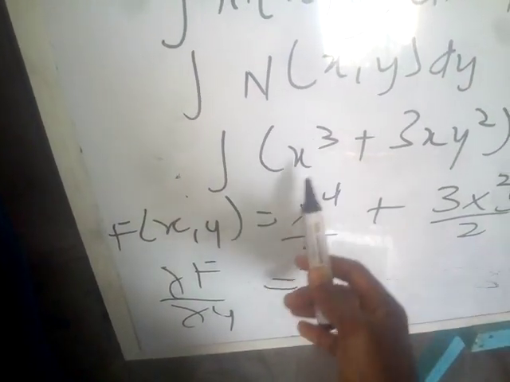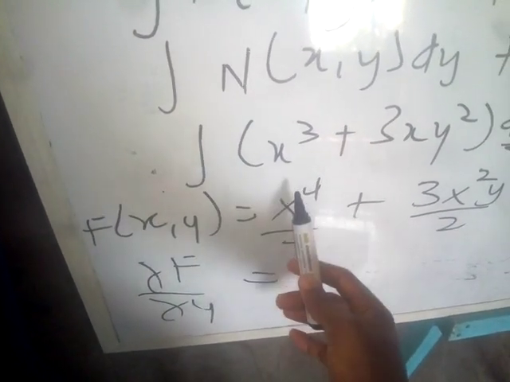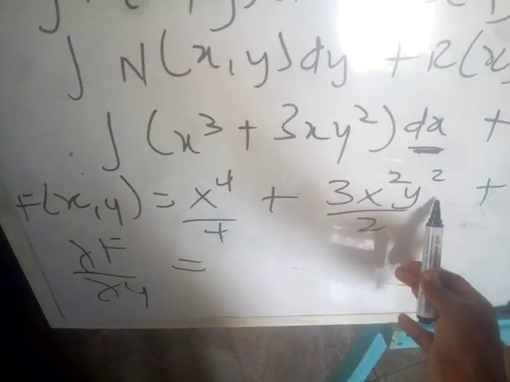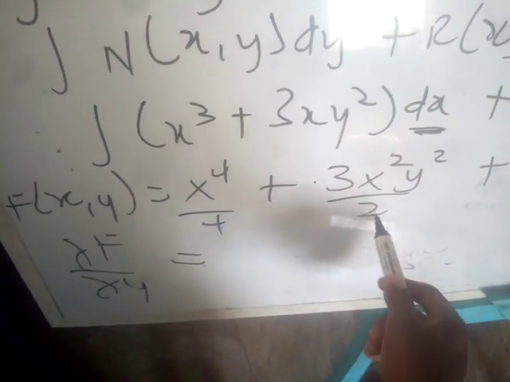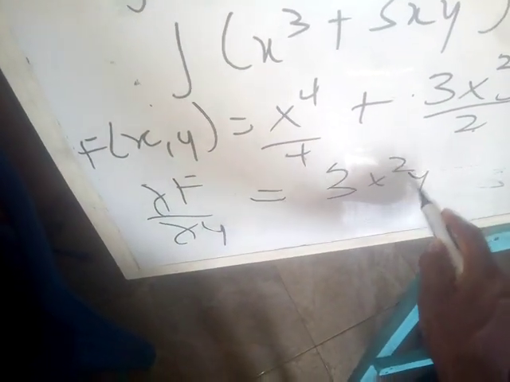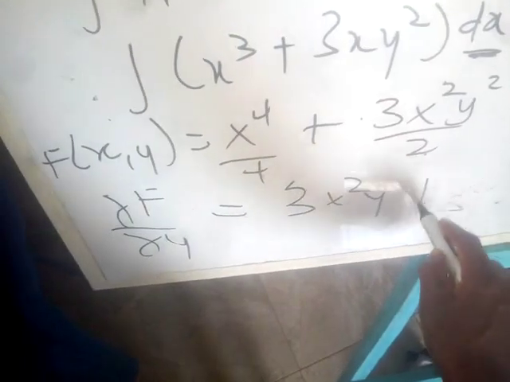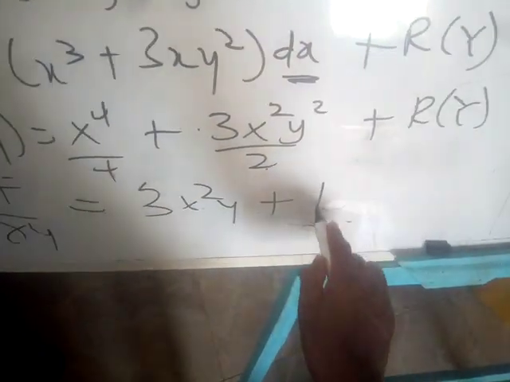So differentiating partially with respect to y, df on dy is equal to the partial differentiation with respect to y. Any part without a y variable will be 0. So this is 0, there's no y here, but there is y here. Differentiating, 2 will come down and cancel this one, so we'll be left with 3x squared y, plus the derivative of r of y.